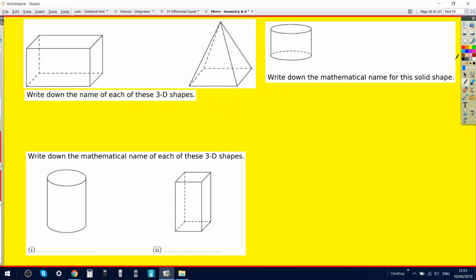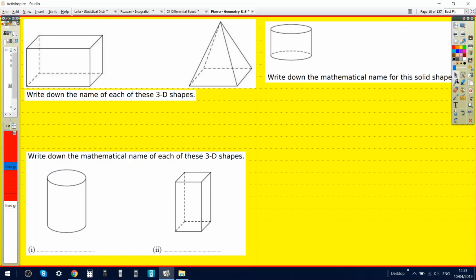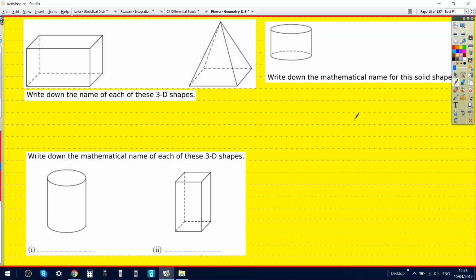Okay, names of 3D solids. 3D solids. So, I know that the one at the bottom is a cylinder. Mm-hmm.